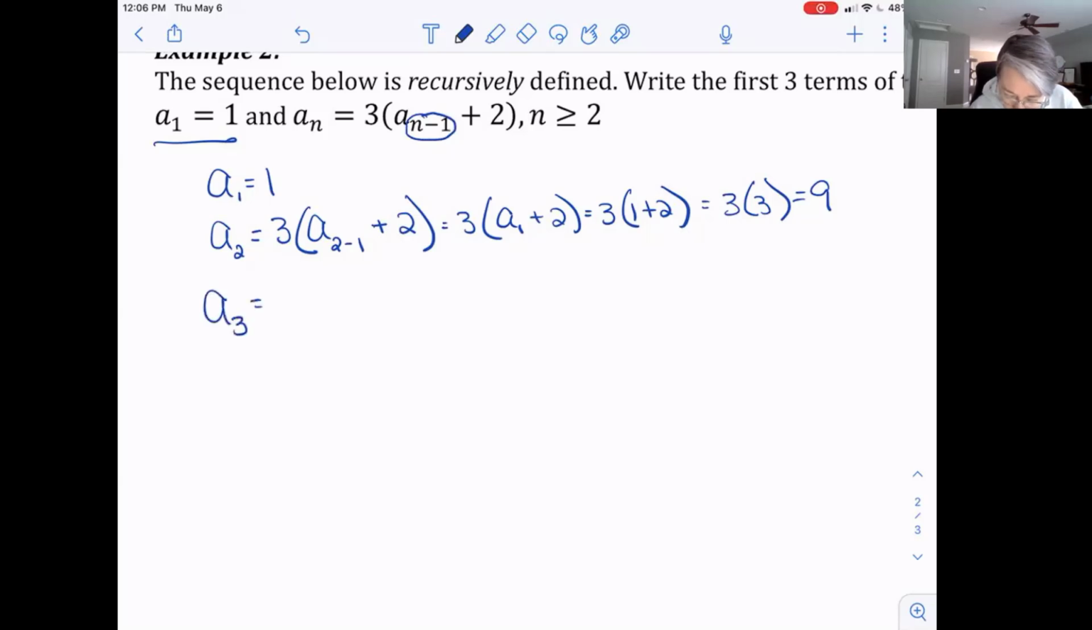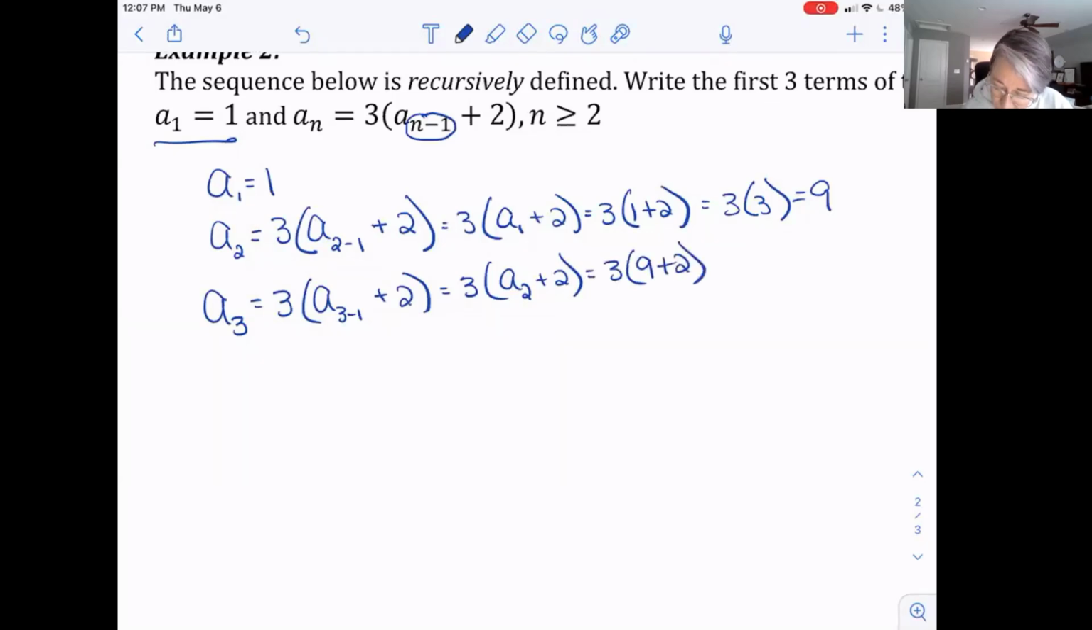So a sub 3, the third term, would be 3 times a sub (3 minus 1) plus 2, which equals 3 times a sub 2. So again, we're looking for a sub 3, so we have to use a sub 2 plus 2, which gives us 3 times, this time, (9 plus 2). 3 times 11, which is 33. So notice how we knew a sub 1, so we used a sub 1. We knew a sub 2 was 9. Here we plugged in 9. So we're using that previous value.